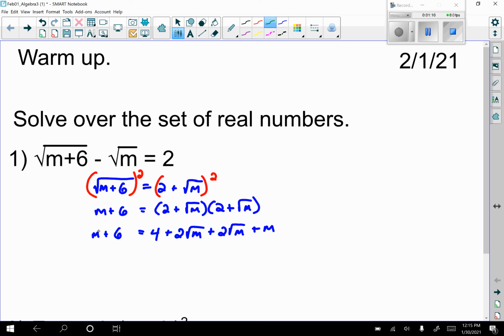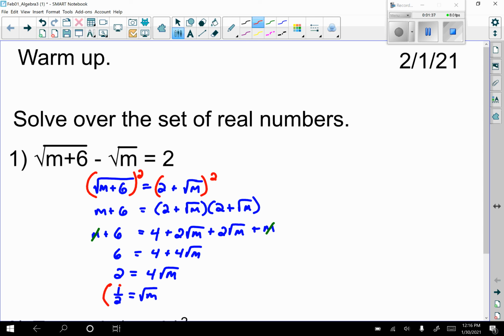Now these m's, this m over here and this m over here, can cancel out. We can just subtract an m from both sides. Let's write what we have left. I've got 6 is equal to 4 plus 4 radical m. Now I want to get the radical m by itself, so I'm going to subtract this 4 from the 6, so that's 2 is equal to 4 radical m. I'm going to divide both sides by 4, so 2 divided by 4 is a 1/2. That's equal to radical m.